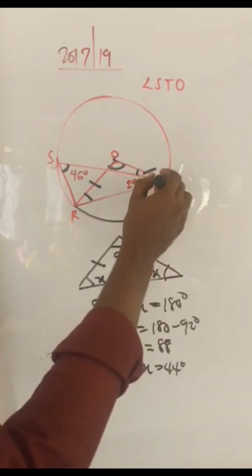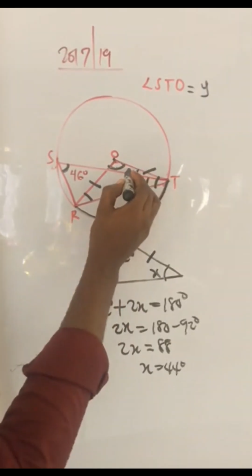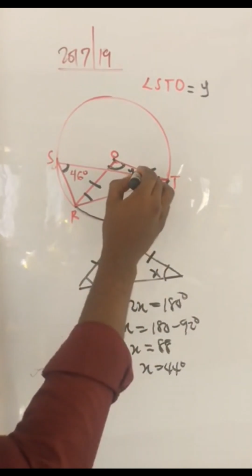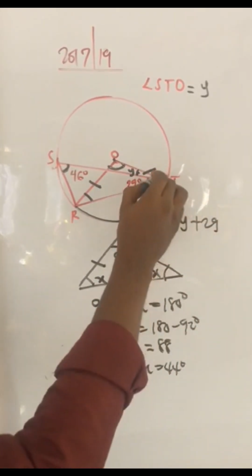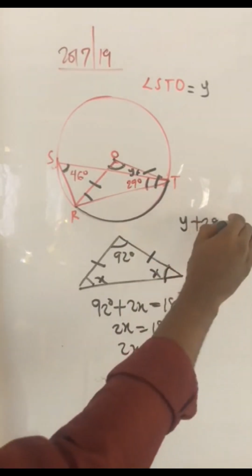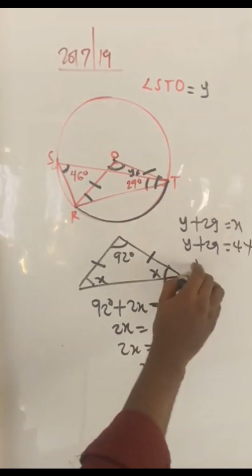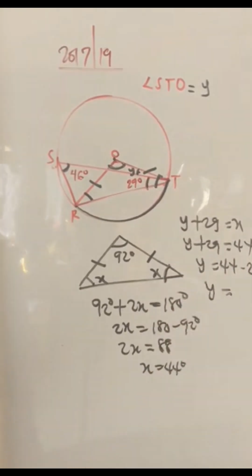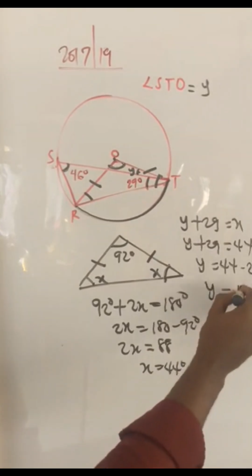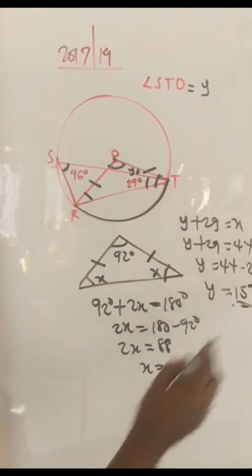Now the angle we are looking for, STO, let STO be y. So this angle here is y. If we add y and 29, y plus 29 gives the whole of this angle, which we've got to be x. And what is x? It is 44 degrees. So y equals 44 degrees minus 29. So what is the value of y from here? 15 degrees. So that's the final answer, 15 degrees.